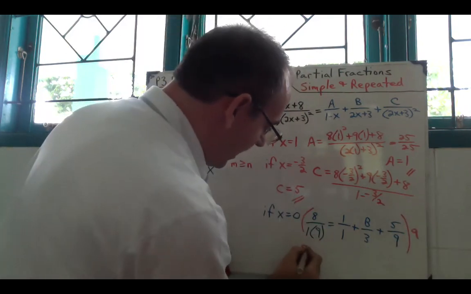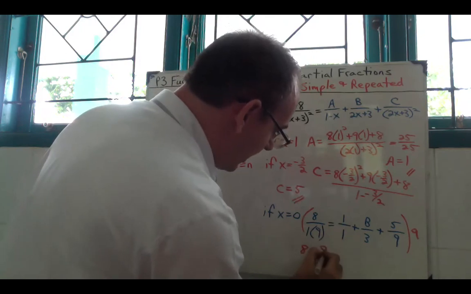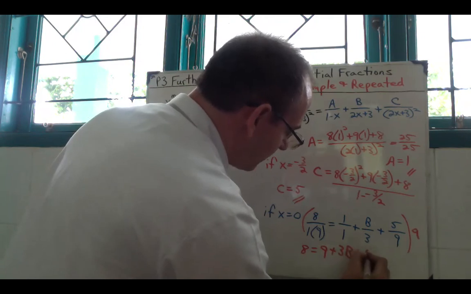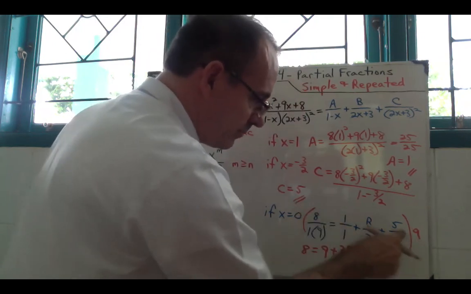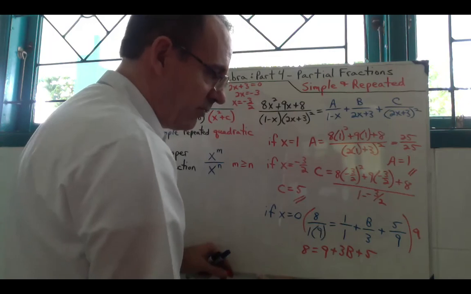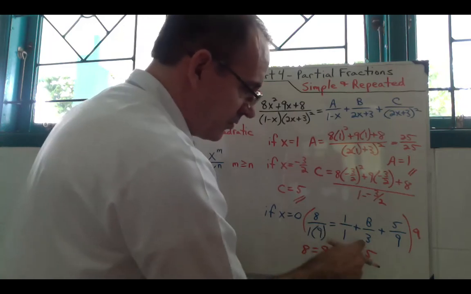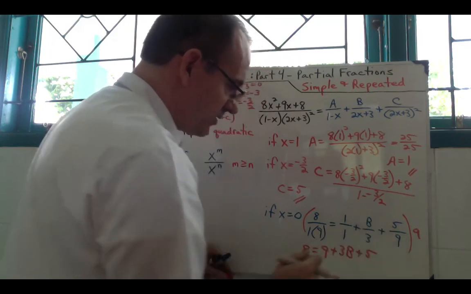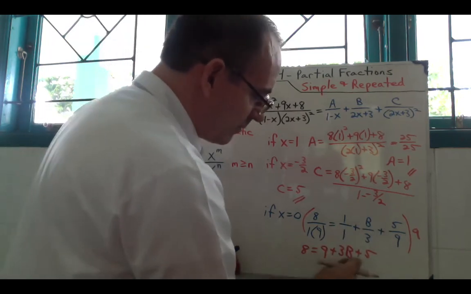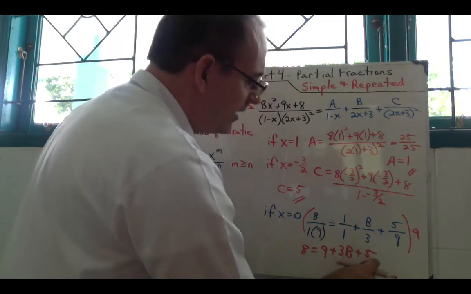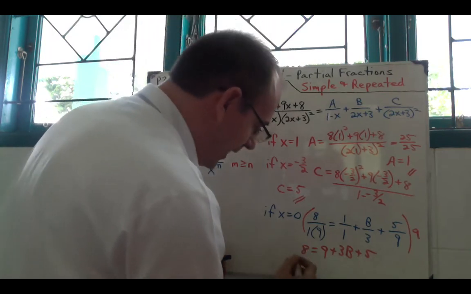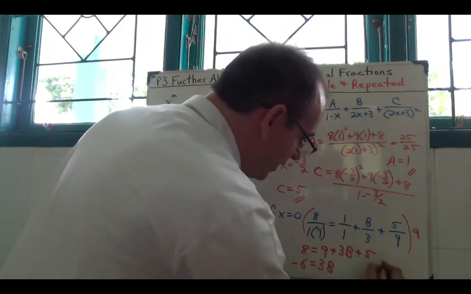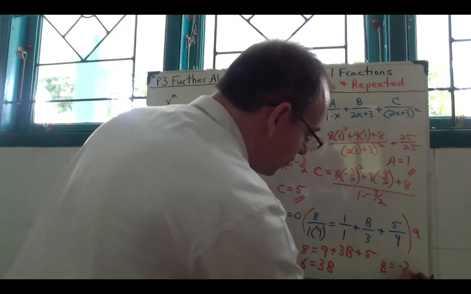Cancels out, leaves us 8, 9, 3B plus 5. So don't forget to multiply this one by the 9 because it doesn't cancel anything out. This one cancels 3, so that leaves 3B. This one cancels all of it, just leaves the 5. 9 plus 5 is 14. Subtract 14 from 8 gives us a negative 6. So B equals a negative 2.